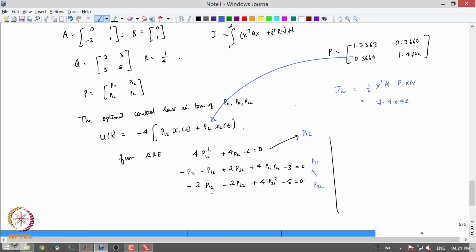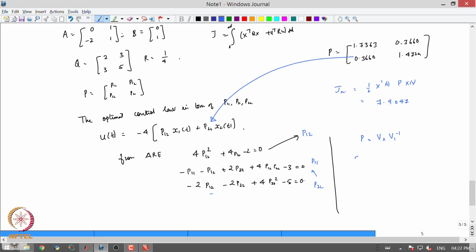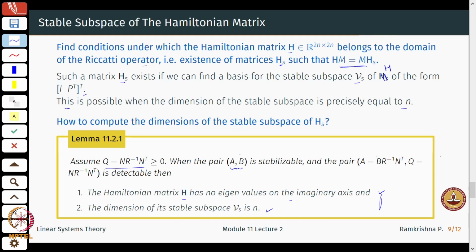Okay. So, let us just write it down. P was V2 V1 inverse. Now, where do V2 and V1 come from? V2 V1 is the stable subspace. So, this vector V1 V2 was from the stable subspace of H. What do I know about H? That when a solution exists, the dimension of its stable subspace is n, or that there are no eigenvalues on the imaginary axis, right.